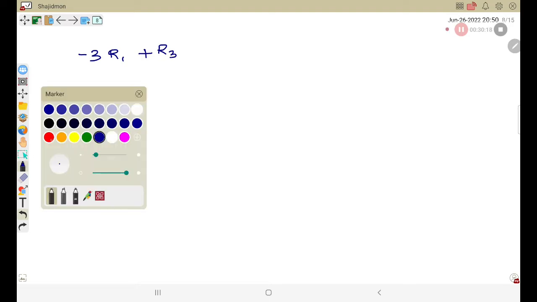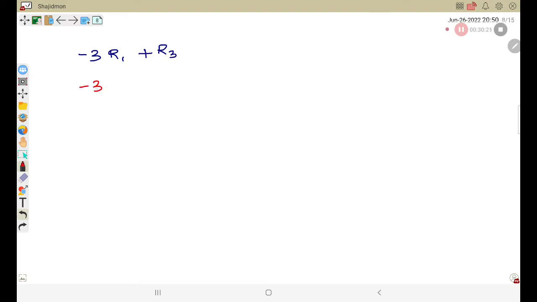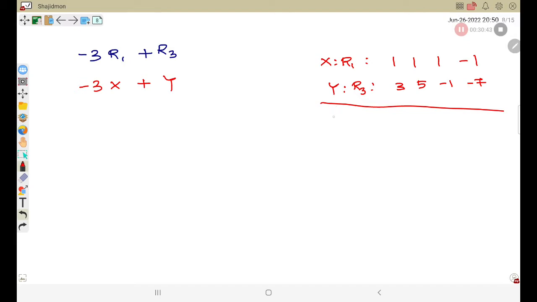So how are you entering it in your calculator? Minus 3 X plus Y. X means R1, the first row. Y means the third row. What is the first row? We have 1, 1, 1, minus 1. What is the third row? We have 3, 5, minus 1, minus 7.